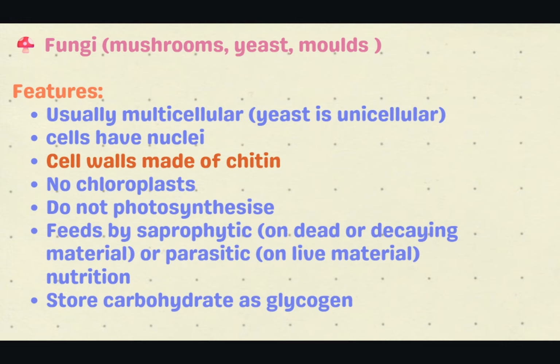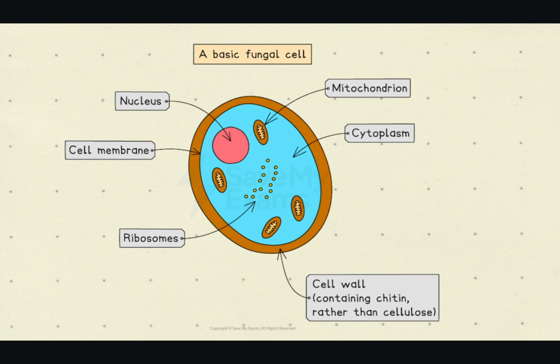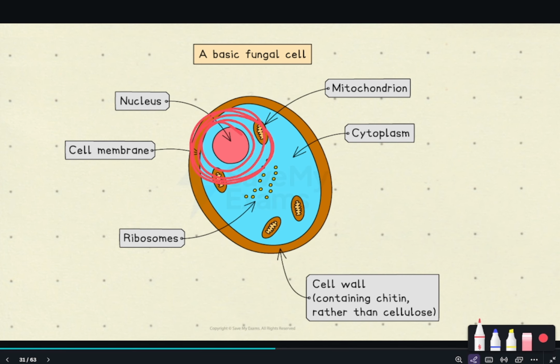Their cells also have a nucleus. Here I'm showing you a basic fungal cell, and as you can see, they have an organelle known as a nucleus. Now, what is a nucleus? The nucleus is the brain of the cell. Why? Because it has all the DNA and the chromosomes in it. You don't need to know the function right now, but just know that they have a nucleus present inside them.